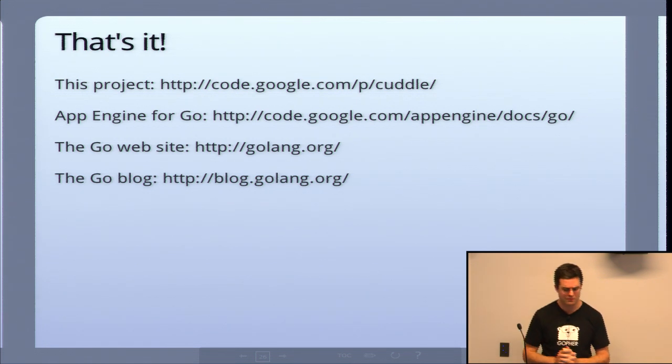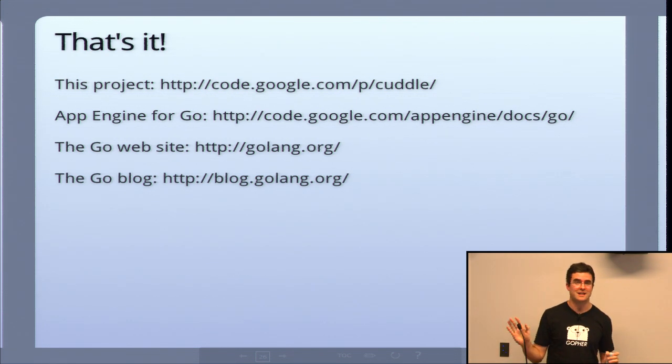Total disclaimer here, I'm not on the App Engine team. I don't know what the exact real story is, but I believe we will be charging in a more fine-grained way for resource usage on App Engine. And so I believe that Go definitely has a big advantage in terms of CPU time and memory use over Python and Java. Yeah, good. Thanks for coming.